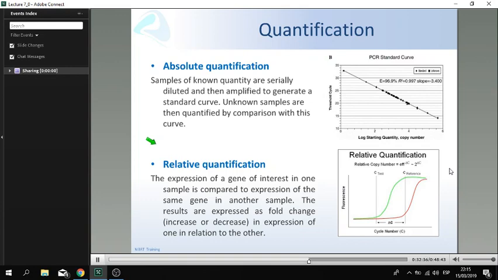Or you can do relative quantification, where you are looking at the expression of a gene of interest in one sample compared to expression of the same gene in another sample. And then you express results as fold change. So for example, you can look at healthy volunteers and volunteers that have some gene mutation, and then you're looking at, for example, the increase of a gene compared to control volunteers, and you can say twofold increase or twofold decrease. So you need to compare it. You're always comparing it to some kind of control in relative quantification.